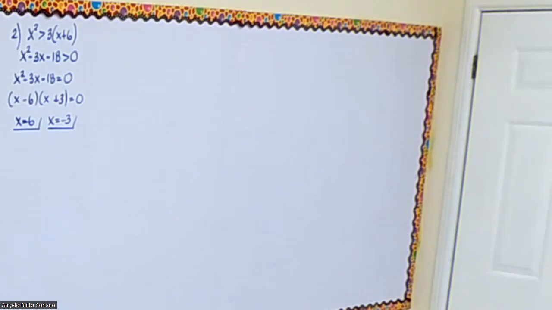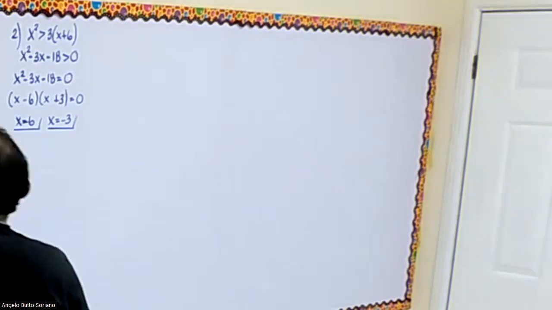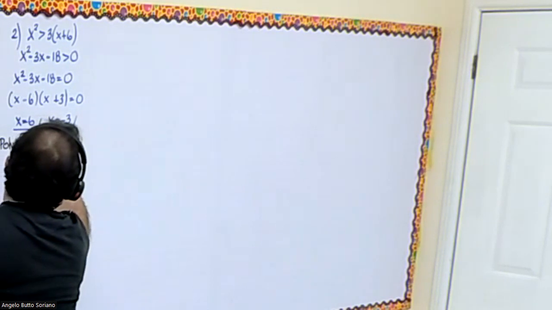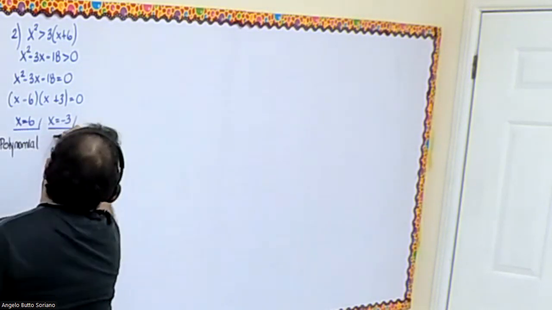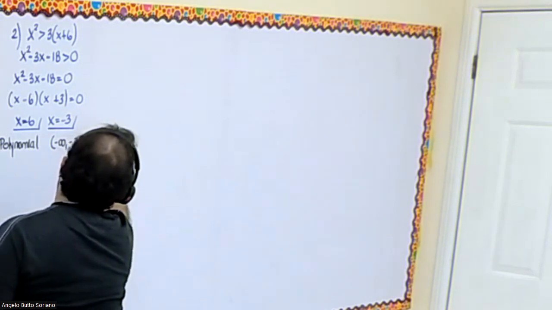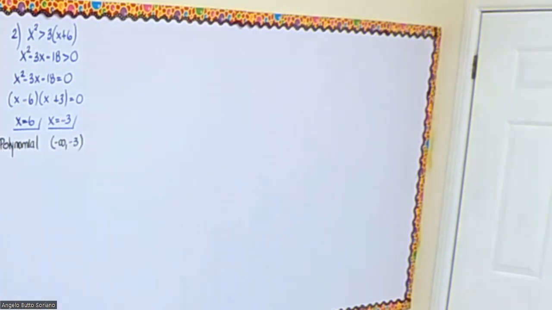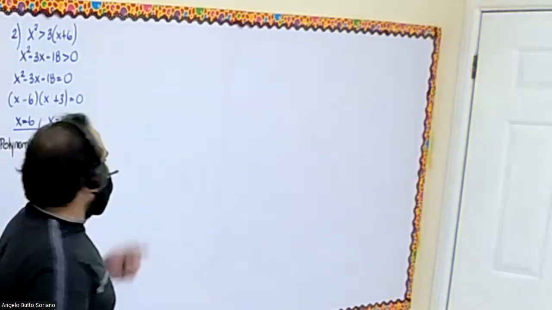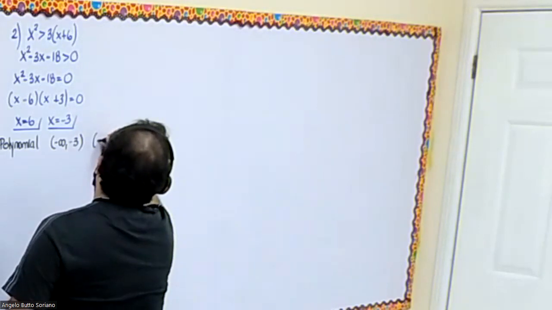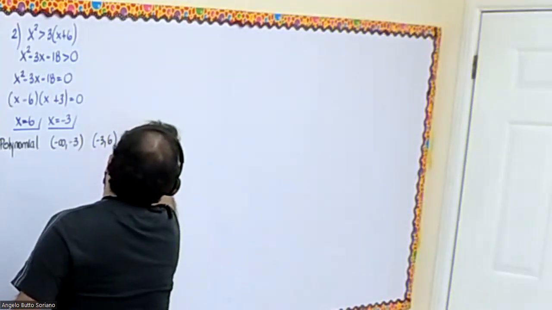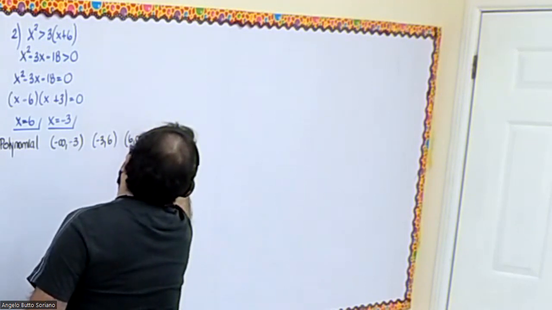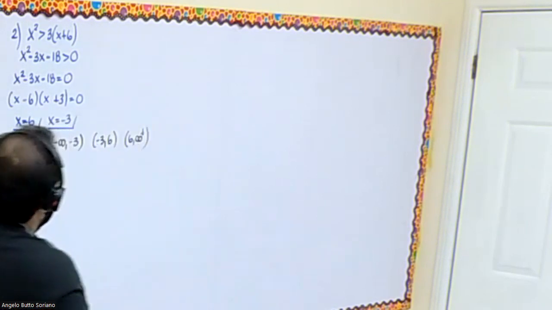Again, it's going to create the table of signs. Once again, the polynomial. The first interval will be negative infinite, comma, negative 3. Please take note, this time I'm not using brackets because the problem says only greater, never says greater than or equal. That's why I'm not using brackets. The next one will be negative 3 until 6, and the last one will be 6 until positive infinite. Okay?